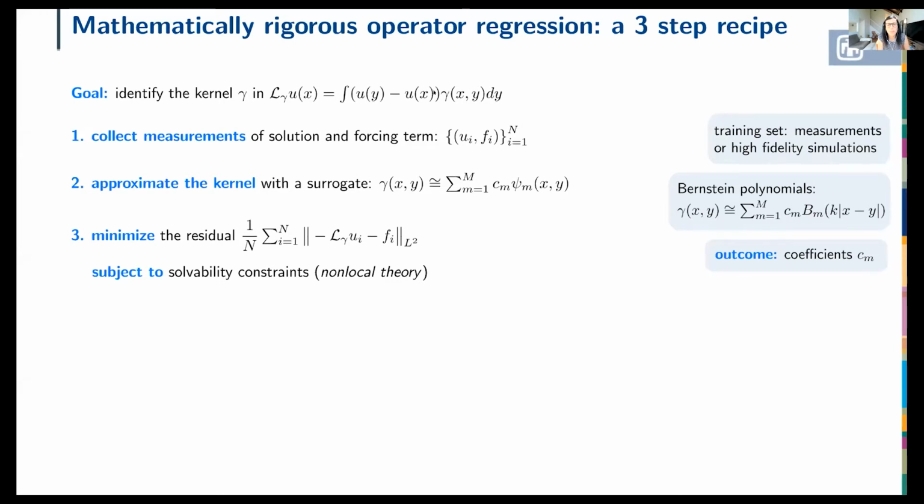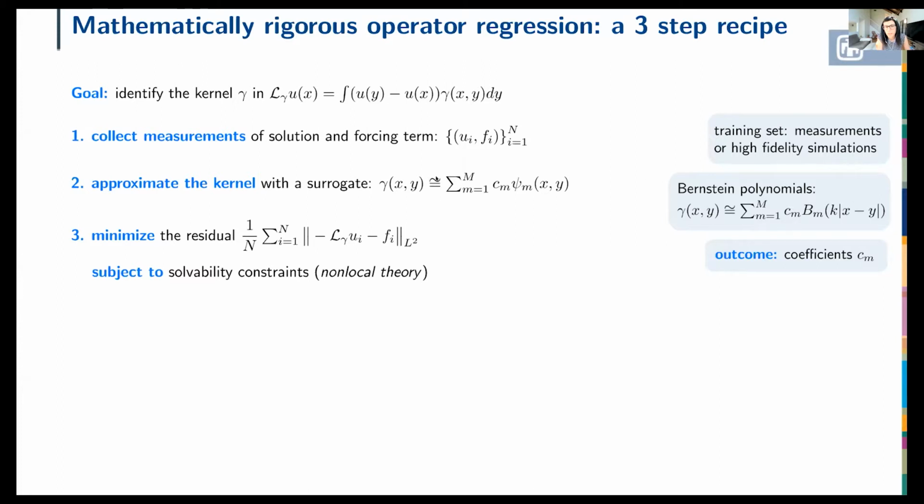So just keep in mind that the goal is for this simple operator to determine the kernel function, this function gamma. So we collect measurements. These can be, as I said, high fidelity simulations, and we have pairs of solution and forcing terms. Then we pick a surrogate for the kernel. In this case, the surrogate is a combination of polynomials. And in our first paper, we picked Bernstein polynomials.